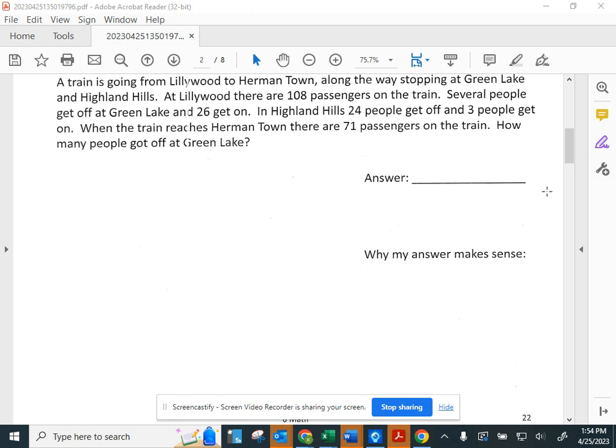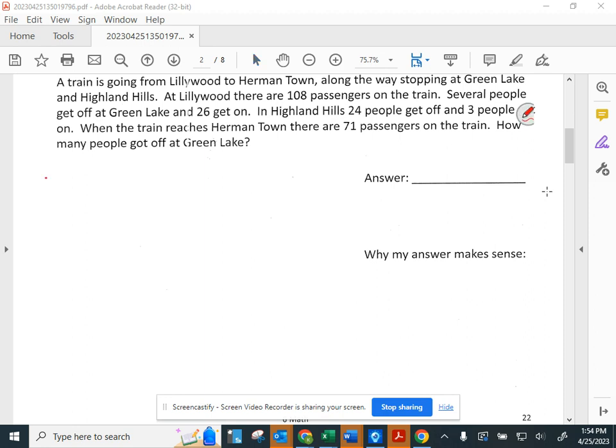A train is going from Lilywood to Hermantown, along the way stopping at Green Lake and Highland Hills. At Lilywood, there are 108 passengers on the train. Several people get off at Green Lake and 26 get on. In Highland Hills, 24 people get off and 3 people get on. When the train reaches Hermantown, there are 71 passengers left on the train. How many people got off at Green Lake?